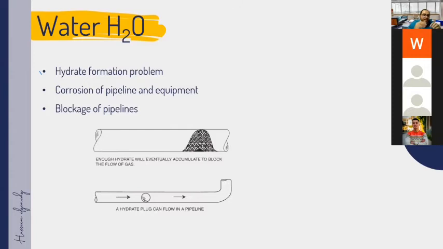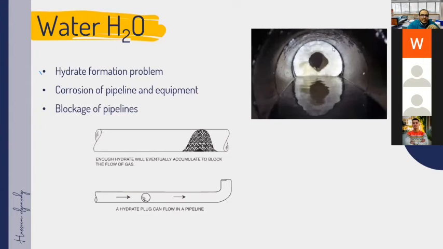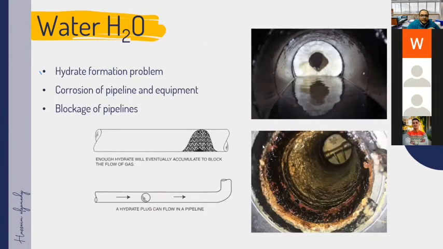It will be a limited volume of the pipeline, and also the water causes corrosion to the pipeline, and as we mentioned, blockage. This is a picture of the hydrate formation. Maybe not a total blockage, but as I mentioned, it will reduce the volume of the pipe, and you cannot make use of the whole volume of the pipe for the production. Okay, and this is also a picture of the corrosion caused by water.